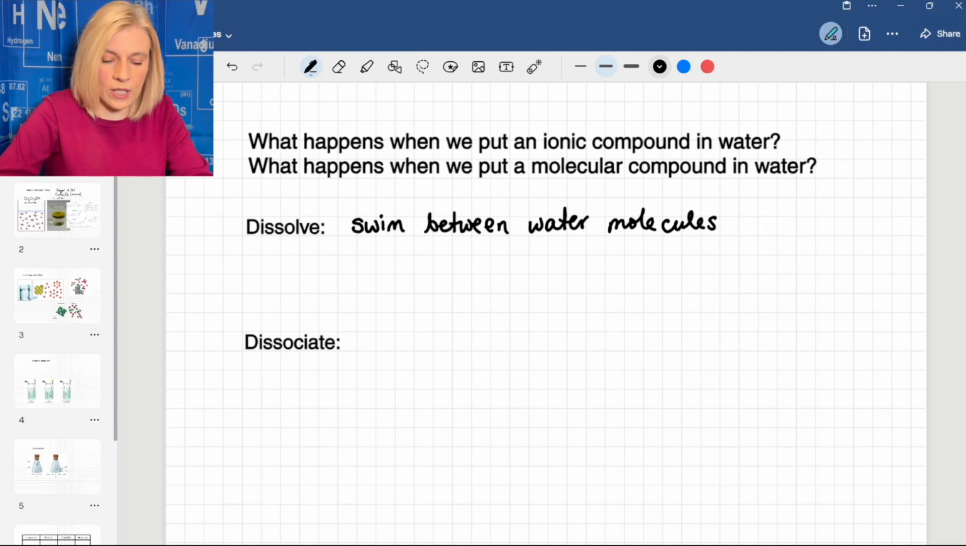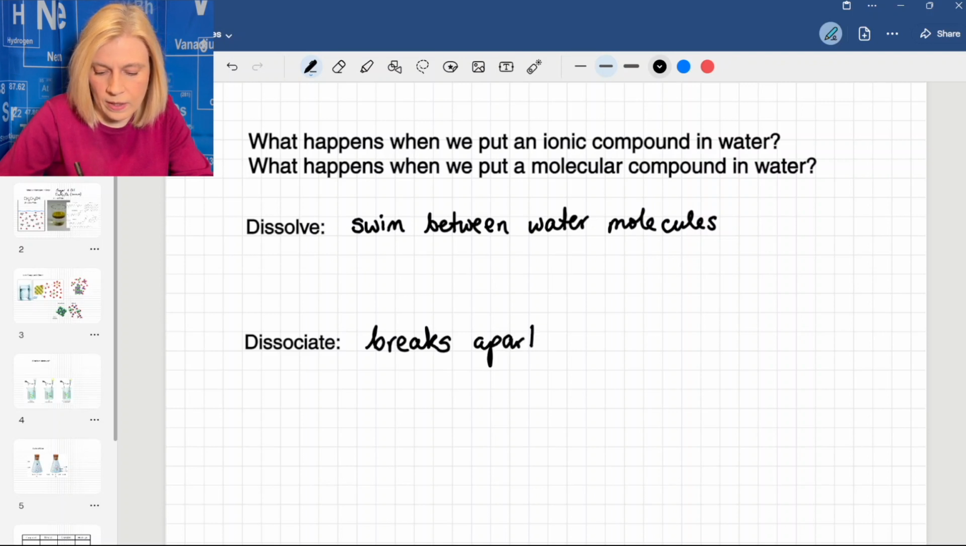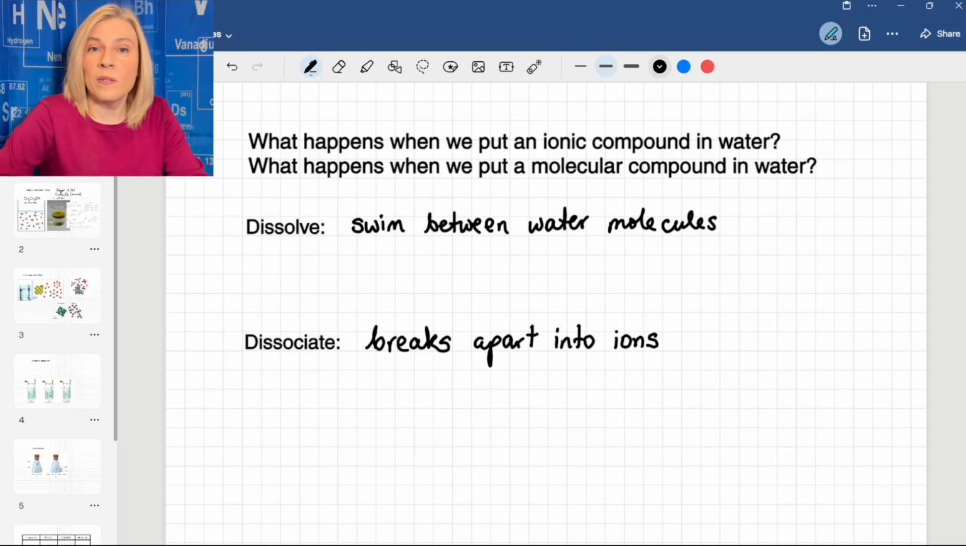And what does dissociate mean? Well, dissociate means comes apart, right? Breaks apart. So for us, dissociate will mean can it break apart into ions? So dissociate breaks apart into ions. Now we're going to see how these terms apply to real life.